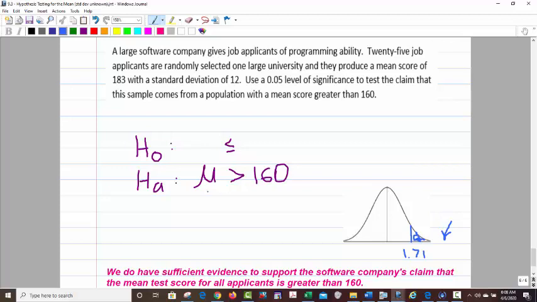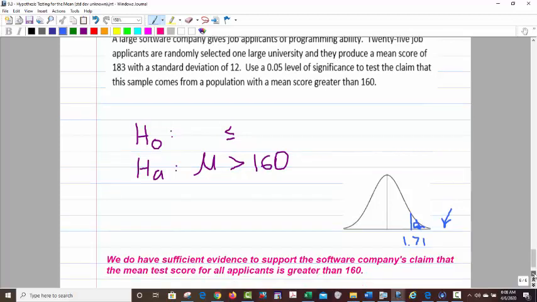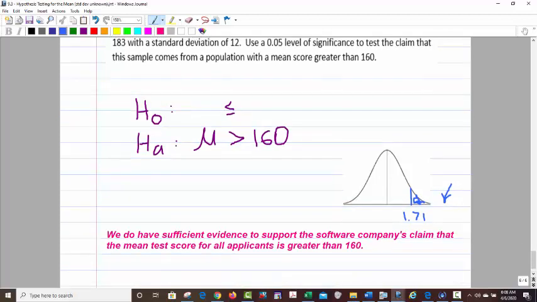So we would reject. And since our claim was the alternative, claiming greater than 160, we do have sufficient evidence to support the software company's claim that the mean test score for all applicants is greater than 160. And that concludes this video on hypothesis testing for the mean, standard deviation unknown.